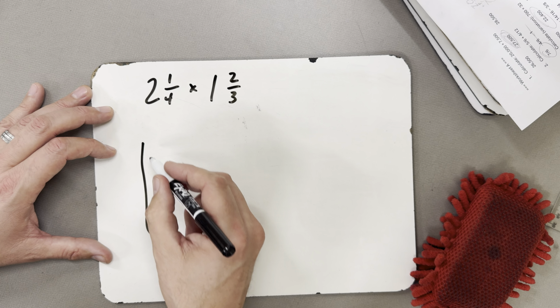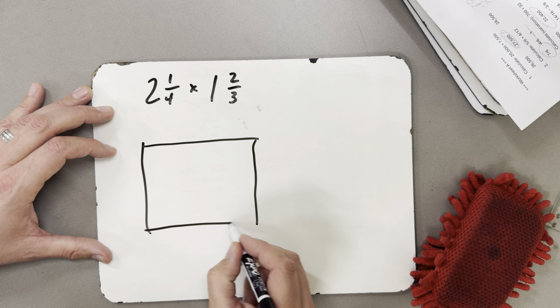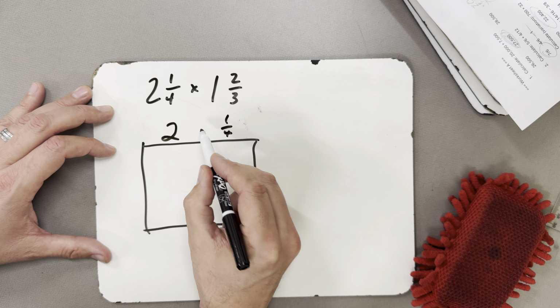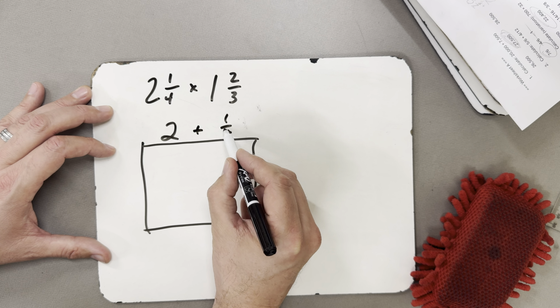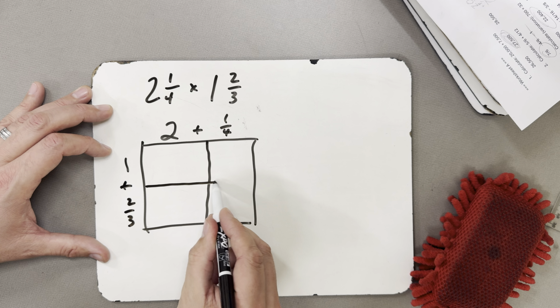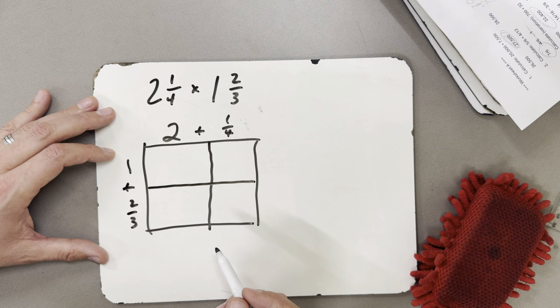All right, so again, here comes my area model. I'm gonna go a little faster. 2 1/4. If it helps you, you can put a plus sign there to remember that that's what you're really doing. You're breaking these apart. 1 plus 2/3. People like to put the plus sign in there, and I think that is smart.